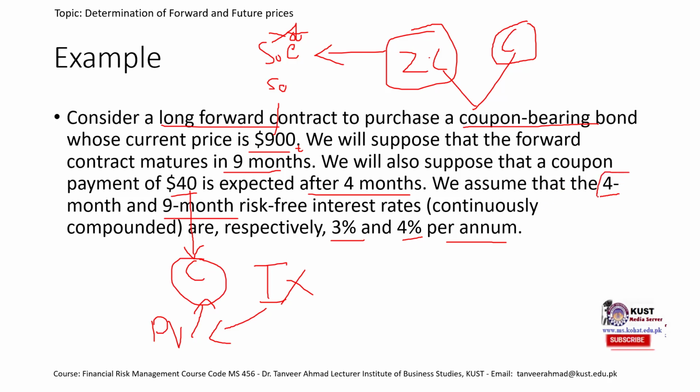So if a contract is going to mature in 4 years, then we are going to use this interest rate, and if it is going to mature in 9 months, then we are going to use this interest rate. So there are different interest rates for different maturities. For 4 months we have 3%, for 9 months we have 4%.